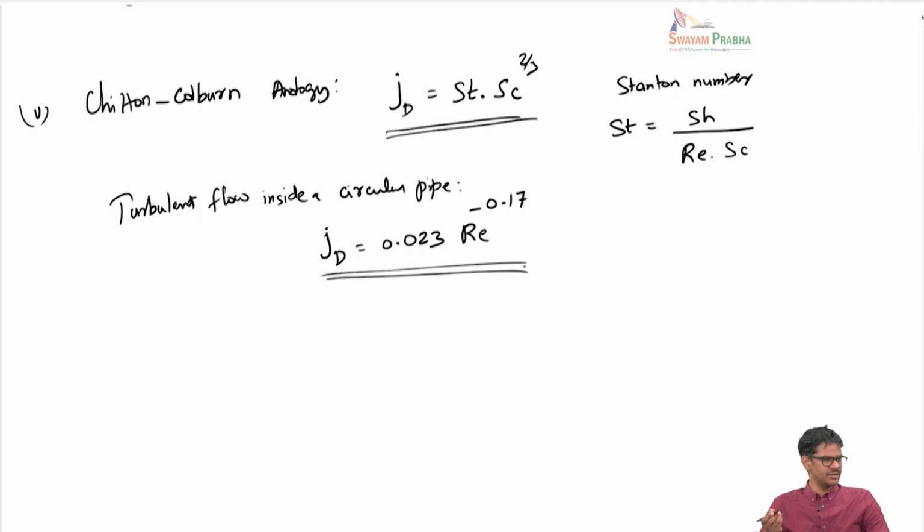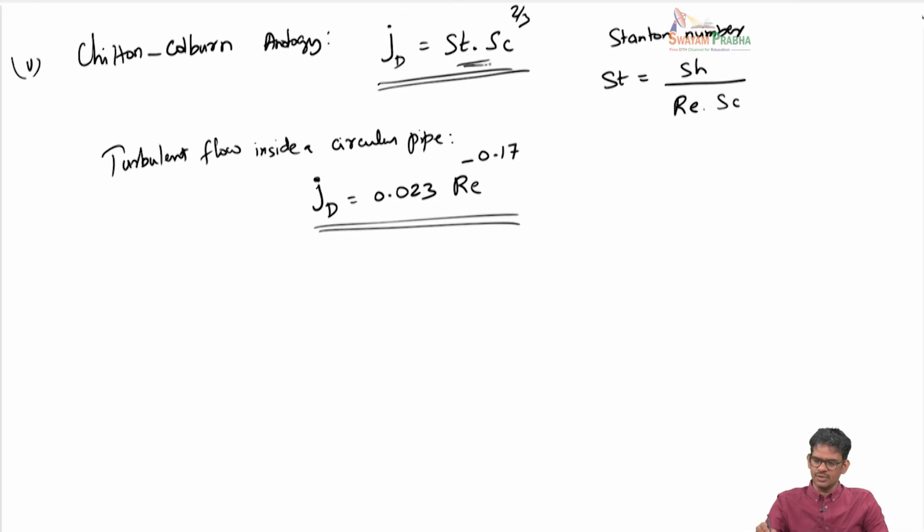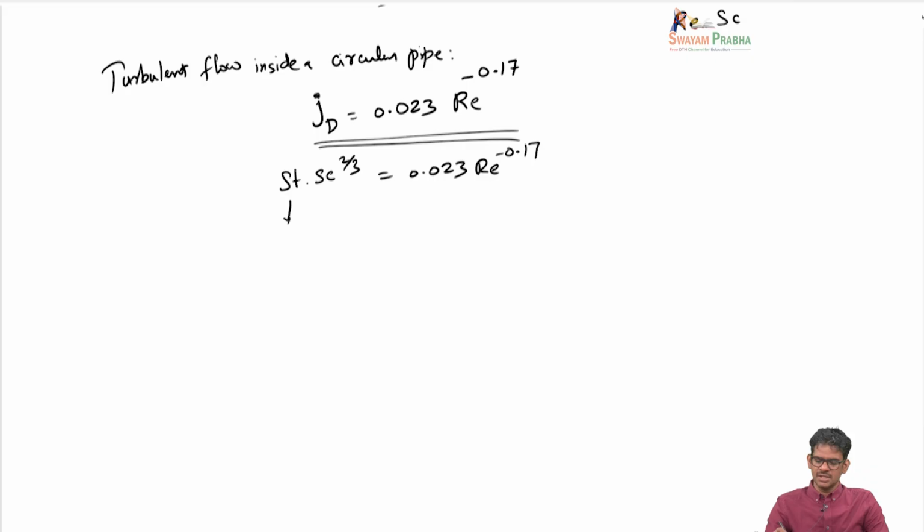If you have a turbulent flow inside a circular pipe, the JD factor is given as 0.023 Reynolds number power minus 0.17. Now from this equation, we should be able to get the mass transfer coefficient. The way to do that is you substitute the definition of JD, which I have shown here. So you would write Stanton number times Schmidt number power 2/3 equal to 0.023 Reynolds number power minus 0.17. Then introduce the definition of Stanton number, which is Sherwood number divided by Reynolds number and Schmidt number. You have this.